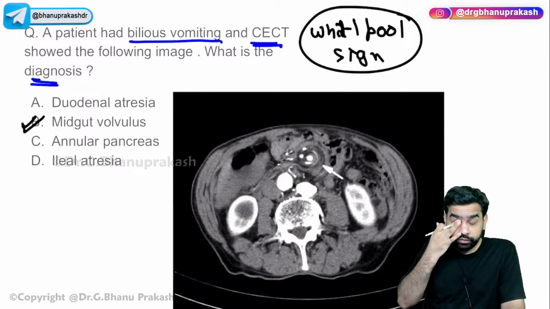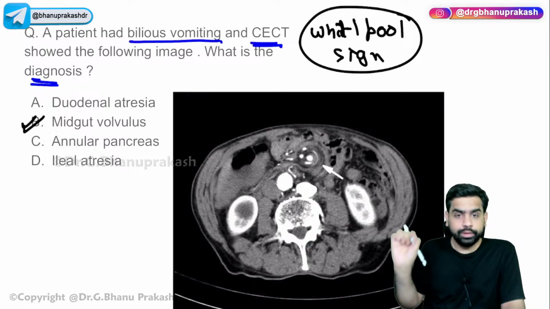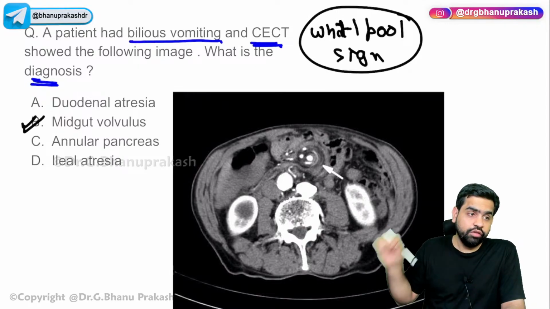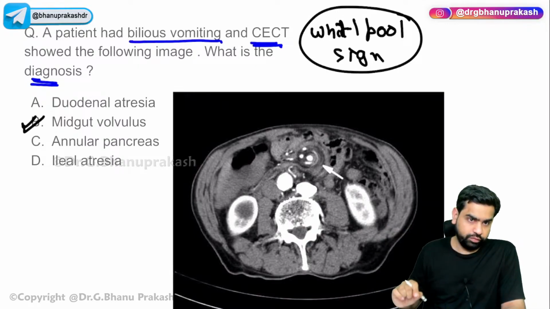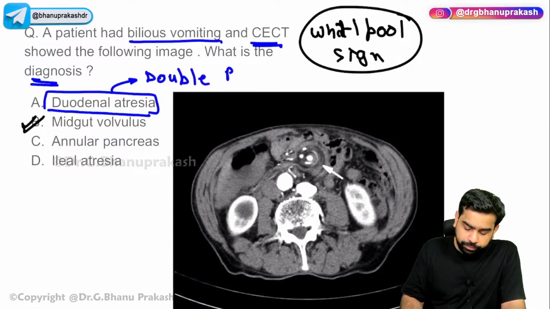Here the image is a very important clue, and if you look at the arrow in a very proper manner, you will be able to appreciate a whirlpool sign, which is basically present in midgut volvulus. Okay, what sign are you going to find in patients with duodenal atresia? In duodenal atresia, you are going to find a double bubble sign.